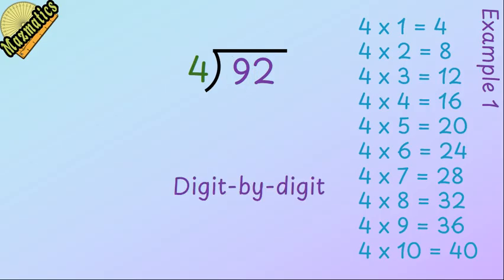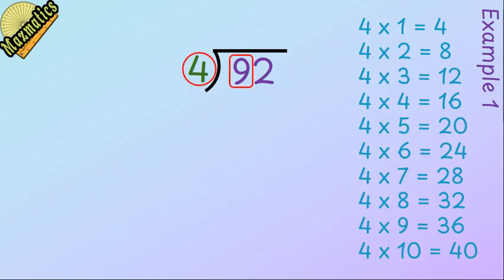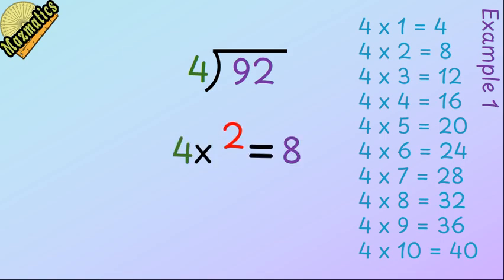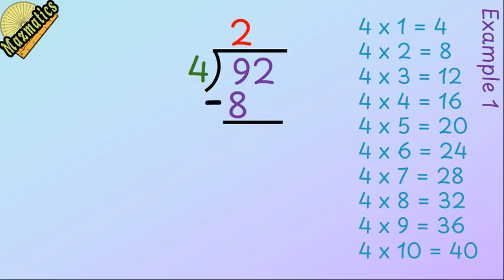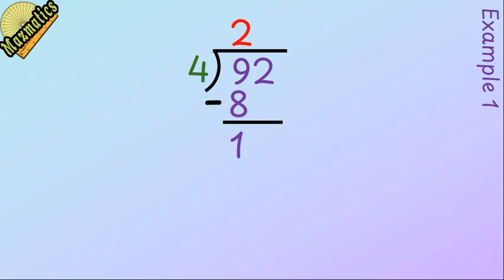We start with the leftmost digit, 9. Divide 9 by 4. How many 4s will it take to make 9 or almost 9? 4 times 1 is 4, 4 times 2 is 8, 4 times 3 is 12, so the just right number is 2. Write 2 on the roof. Write 8 under the 9. Subtract. 9 minus 8 is 1, so the remainder is 1.